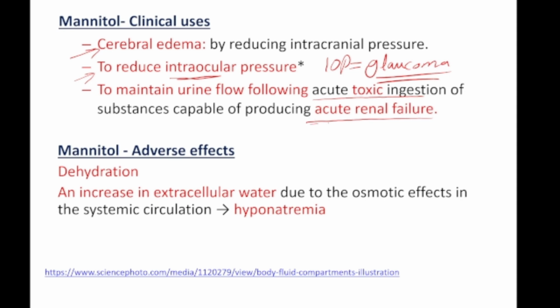And in a patient with acute renal failure, the kidney will not be able to function. The kidney will stop functioning. So our medication here, osmotic mannitol, forces the kidney to start, or maybe remain functioning, by eliminating a lot of water. So this is very important here. The purpose of mannitol during acute renal failure is to maintain urine flow following acute toxic ingestion of substances.